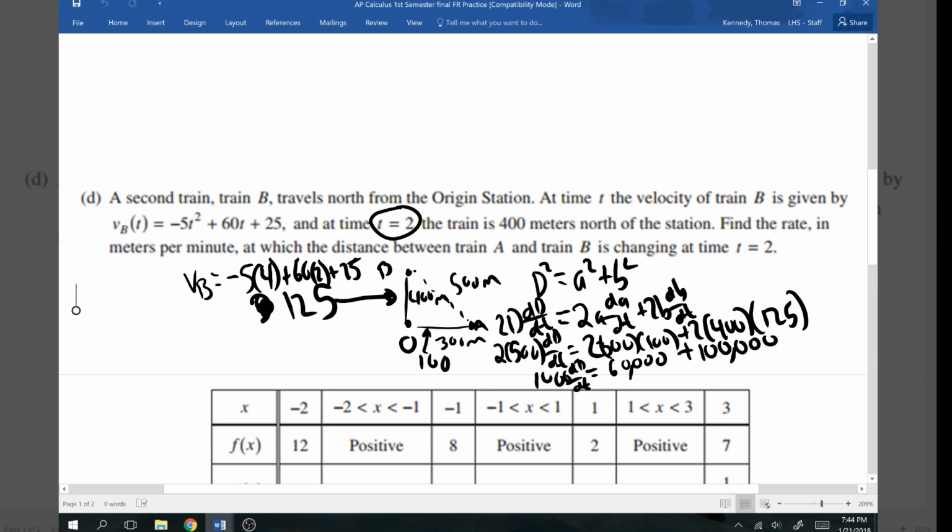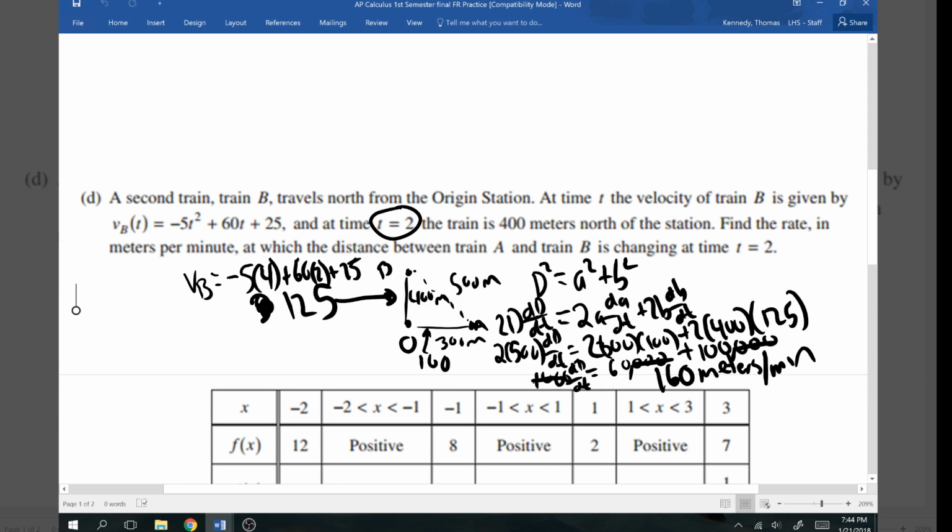And so to solve for dD/dt, we just cross off 3 zeros, because that's what dividing by 1,000 does, and we get 160. And so the rate is 160 meters per second. Meters per minute. Whoops. These trains are not moving that quickly.